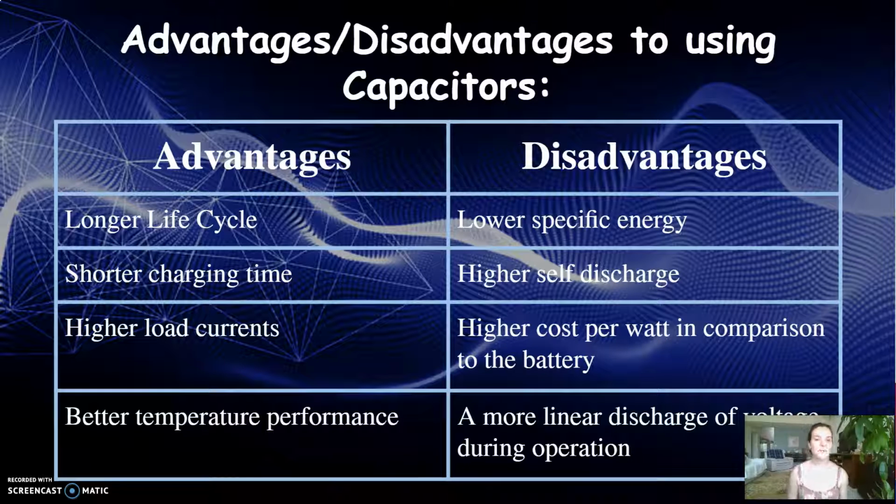And then some disadvantages are that it has a lower specific energy and a higher self-discharge. It's more expensive in comparison to the battery to use, cost per watt. And then there's a linear discharge of voltage during operation.